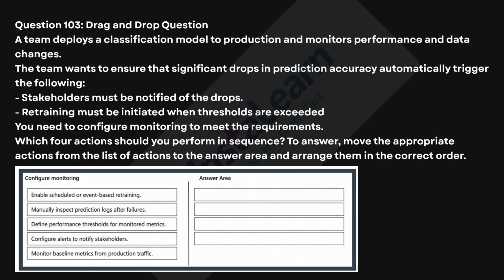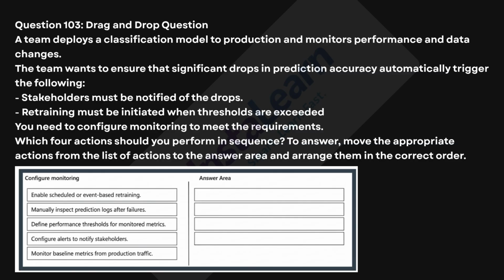Question 103. Drag and drop question. A team deploys a classification model to production and monitors performance and data changes. The team wants to ensure that significant drops in prediction accuracy automatically trigger the following. Stakeholders must be notified of the drops. Retraining must be initiated when thresholds are exceeded. You need to configure monitoring to meet the requirements. Which 4 actions should you perform in sequence? To answer, move the appropriate actions from the list of actions to the answer area and arrange them in the correct order. Actions provided: Enable scheduled or event-based retraining.